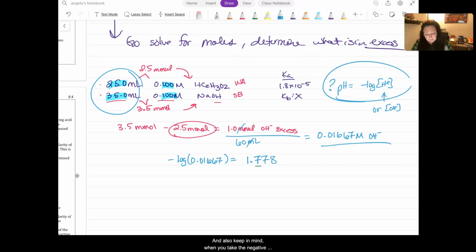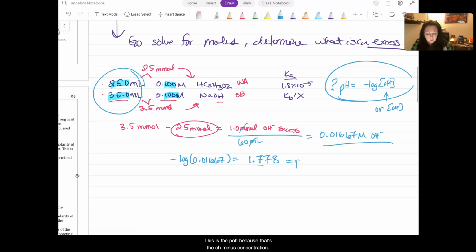And also keep in mind, when you take the negative log of that, watch out. That is not the answer. This is the pOH because that's the OH minus concentration. And put the brakes on. Make sure your number makes sense. I know I said you gotta be fast, but think, if I have extra OH minus in solution, is my pH going to be less than 7? No, it should be higher than 7, right? Because it's basic. So in order for me to get the pH, it's going to be 14 minus 1.778.